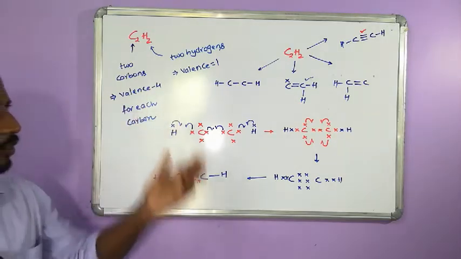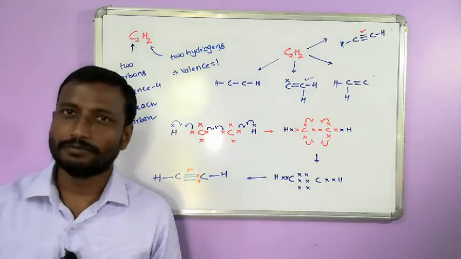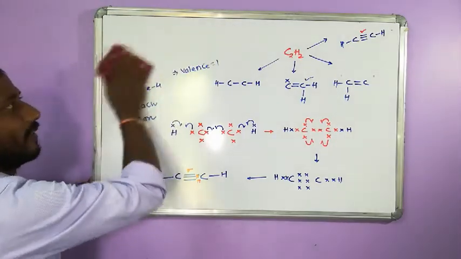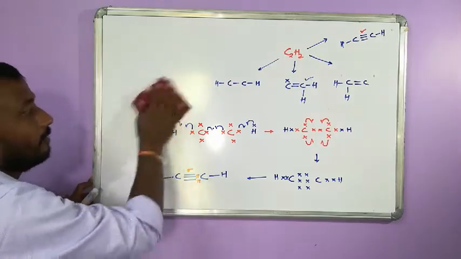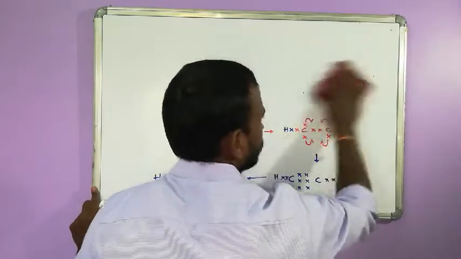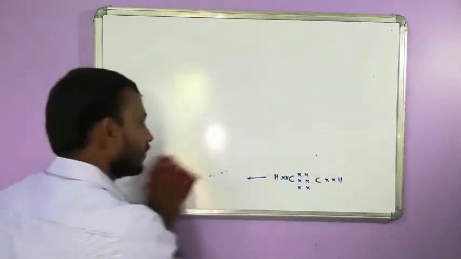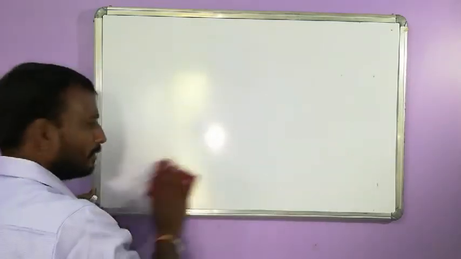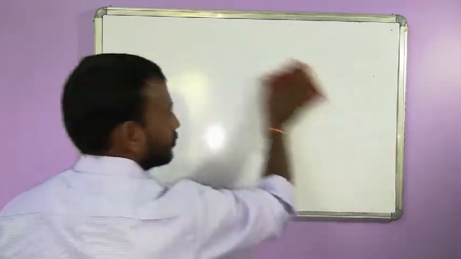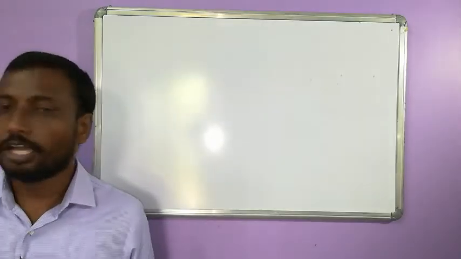So let's move on to the next topic, versatile nature of carbon. What is the versatile nature of carbon? That is the diverse, elaborate nature of carbon. Diverse or elaborate or versatile nature of carbon means carbon is going to form many compounds. Yesterday we saw in the last class that so many compounds we are utilizing for human purposes are made up of carbon.